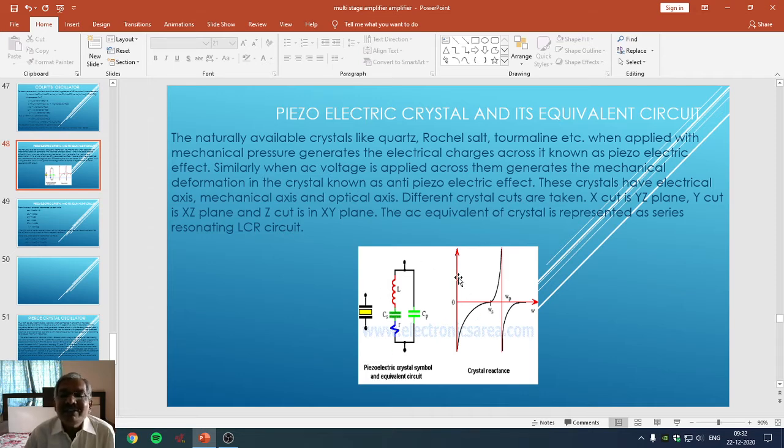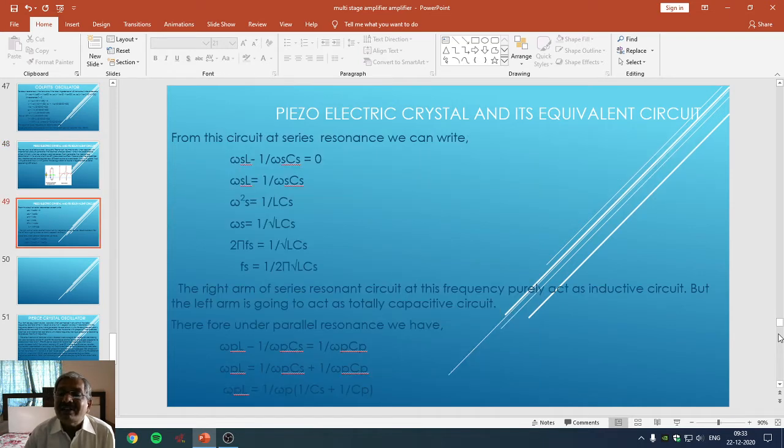So thus we can say this is the equivalent circuit of the crystal which is cut in a proper manner, that undergoes the piezoelectric effect and also the inverse piezoelectric effect. So this is the equivalent aspect of the piezoelectric crystal. Maybe it is a Rochelle salt, maybe it is a quartz crystal, or maybe it is a tourmaline type of crystal. Now let us see how it undergoes the series resonance and parallel resonance to produce the maximum frequency in the circuit.